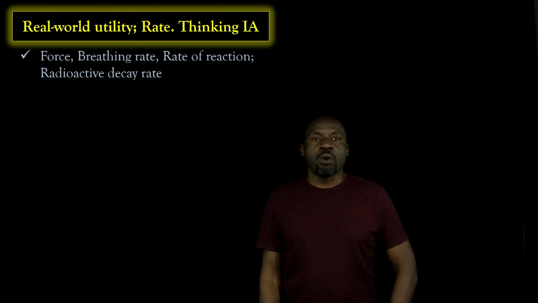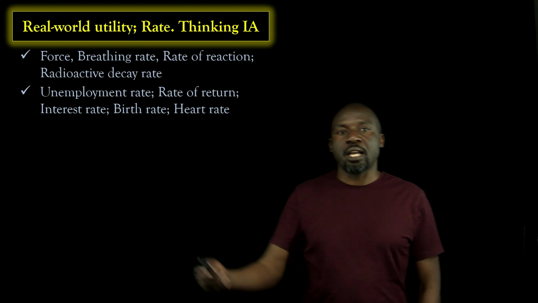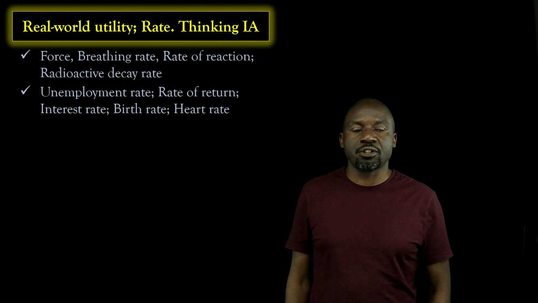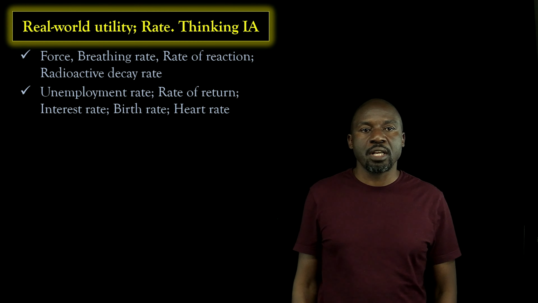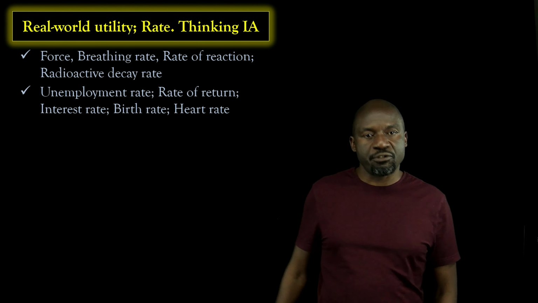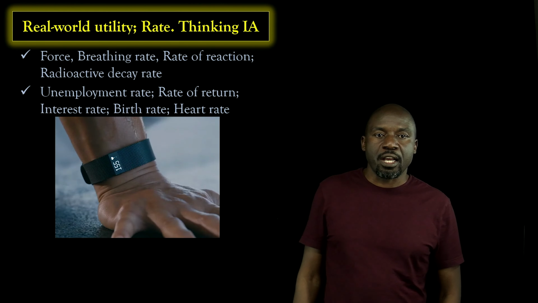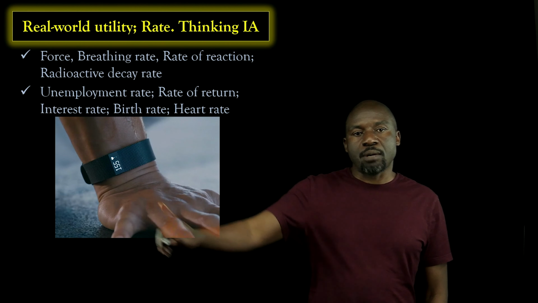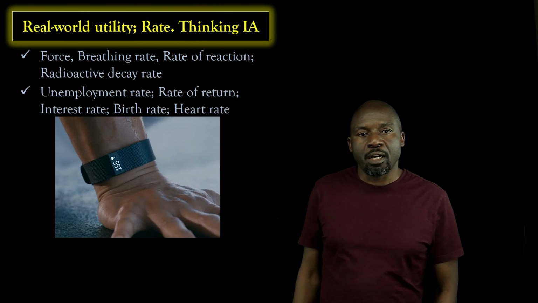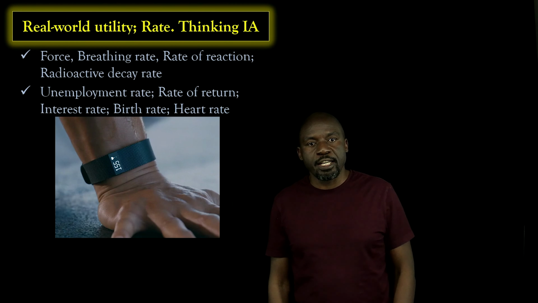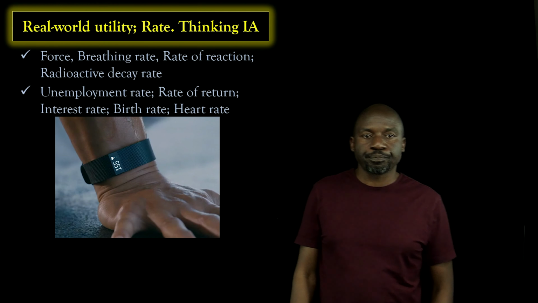All right. One more thing is unemployment rate. This is in the topics related to economics. Rate of return, interest rate, birth rate, and heart rate. And I think I have a diagram there showing someone's heart rate. This is somebody obviously running. So the heart rate is quite fast.